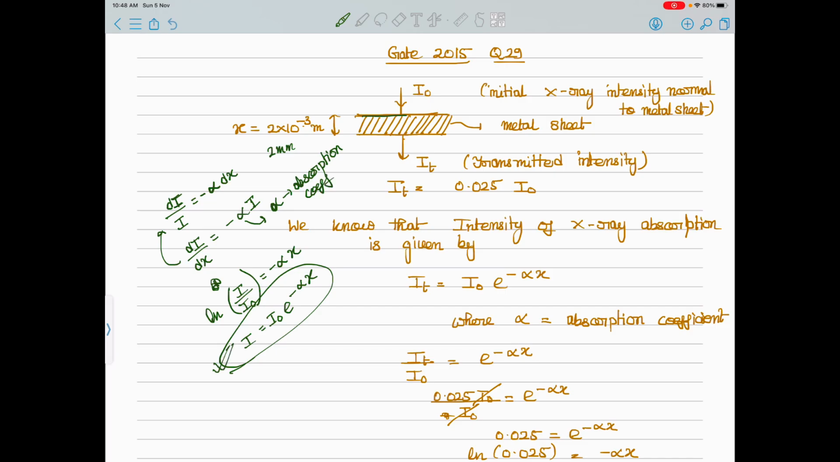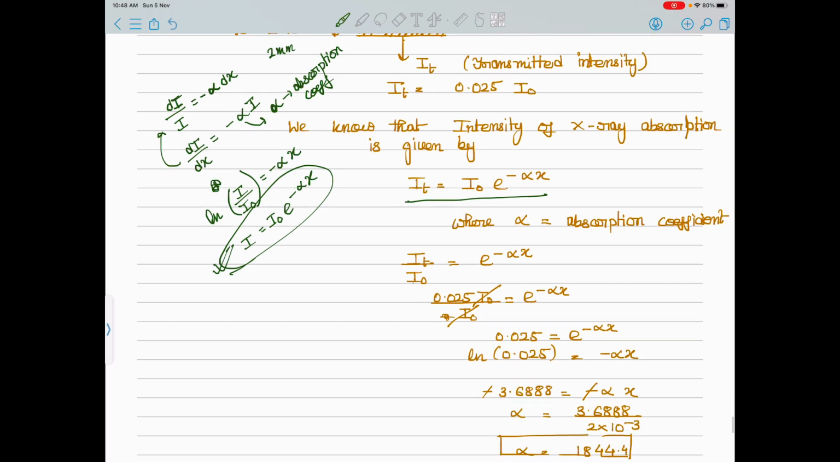And we will use this particular expression, that the absorption of X-rays or any EM wave takes place like this. The transmitted intensity is the initial intensity times exponential to the power minus alpha x, where alpha is the linear absorption coefficient. Now IT by I0 is e to the power minus alpha x, and we know that the intensity transmitted through the metal sheet is 0.025 of the initial intensity I0. It is given.